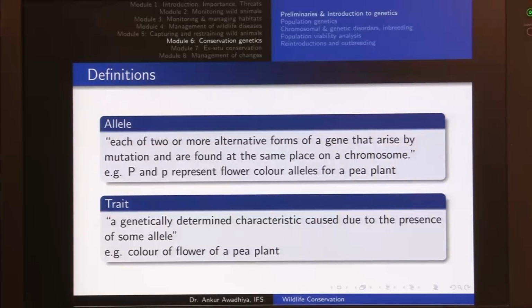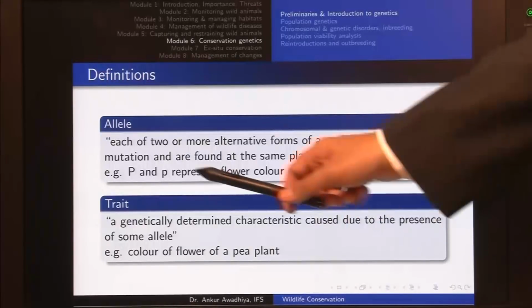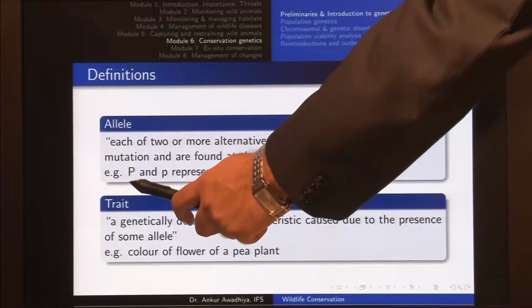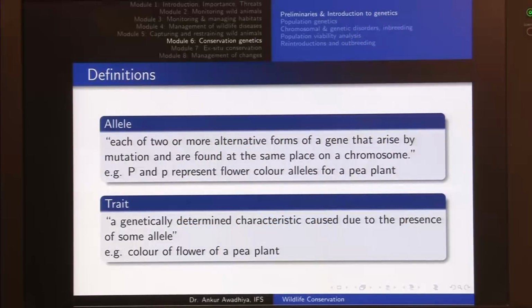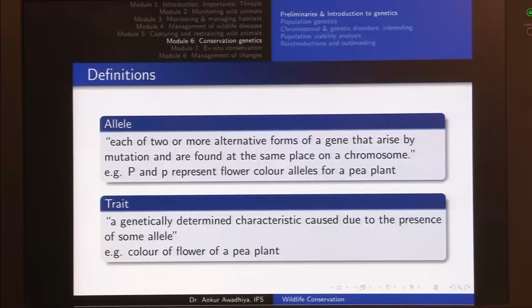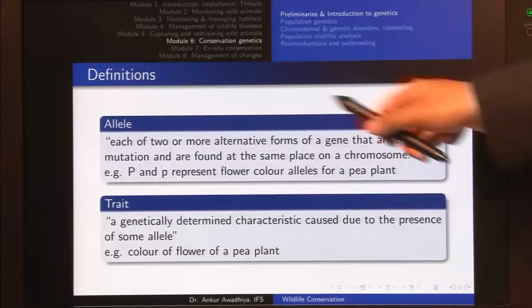Now we represent alleles with alphabets or groups of alphabets. For example, capital P and small p represent flower color alleles for a pea plant. We would say that the color of the flower in a pea plant could be purple or it could be white. So purple we will represent as capital P, and when another form of this allele is found, we will represent it by small p. If we had even more forms, then we could use things like P1, P2, P3 and so on. All of these will be referred to as different alleles of the same gene, the gene that is coding for the flower color of a pea plant.